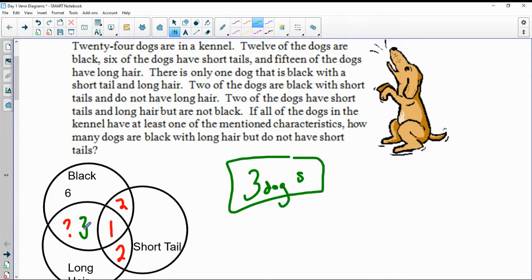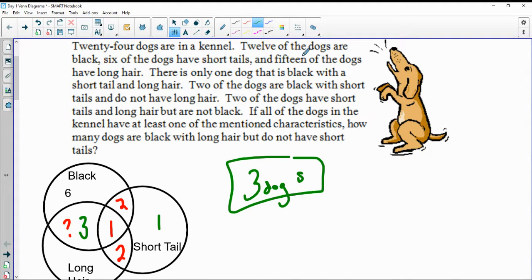Okay, let's finish figuring this out just so I can fill out this part of the circle and that part of the circle. So I also have 6 that have short tails. So the total inside of this circle is supposed to be 6. Right now I have 2, 4, 5. So there's only one left. So there's only one dog with a short tail that's not black or have long hair.